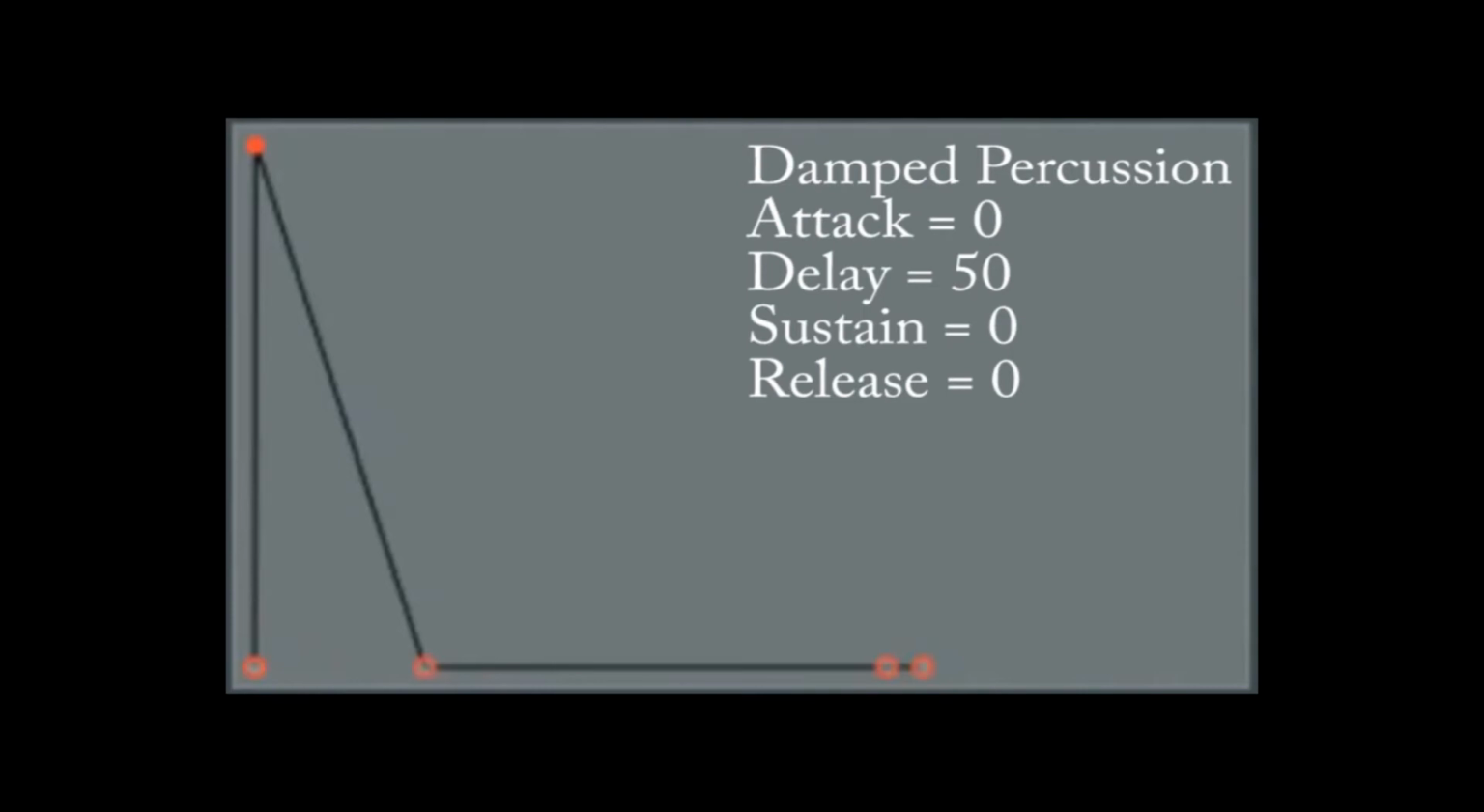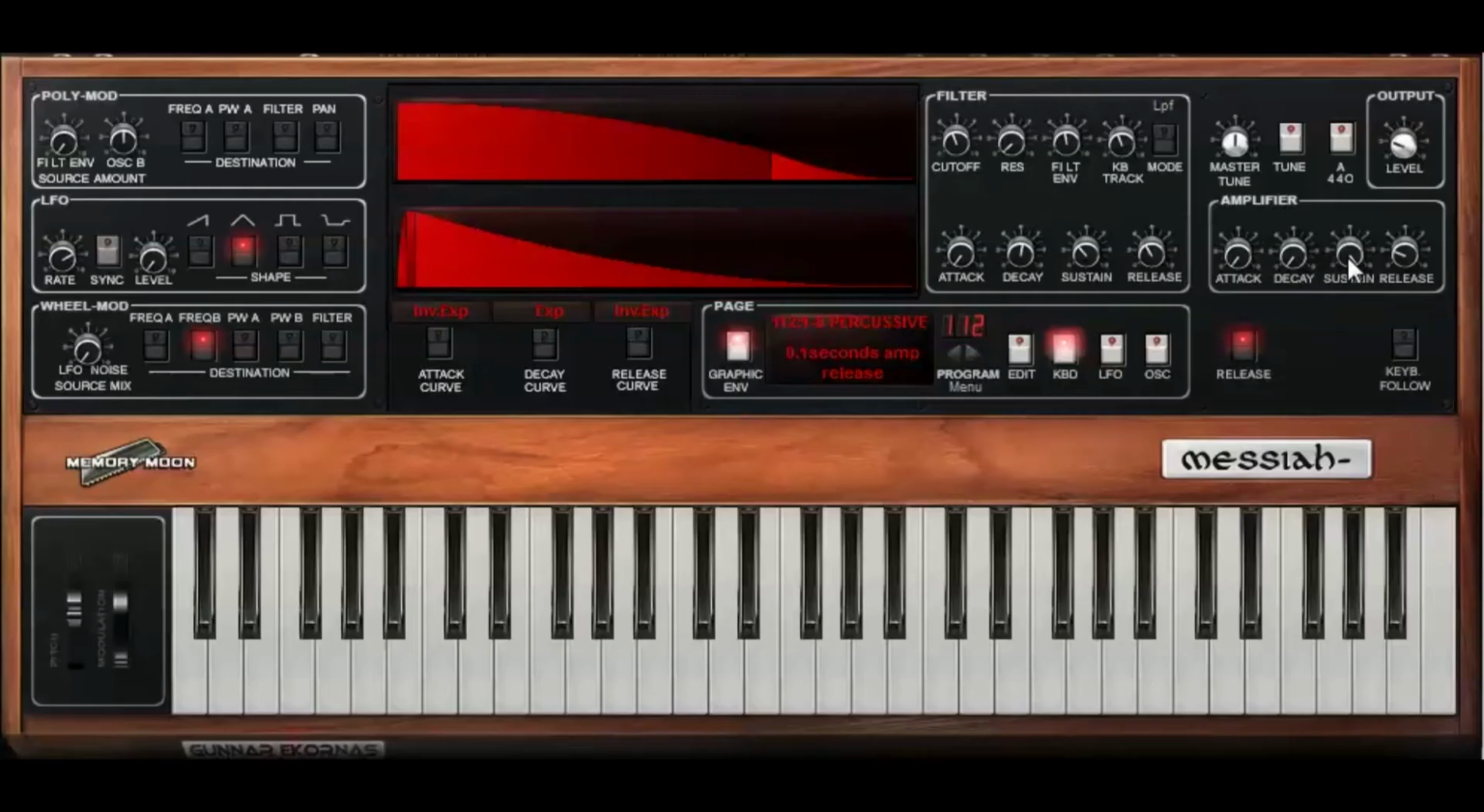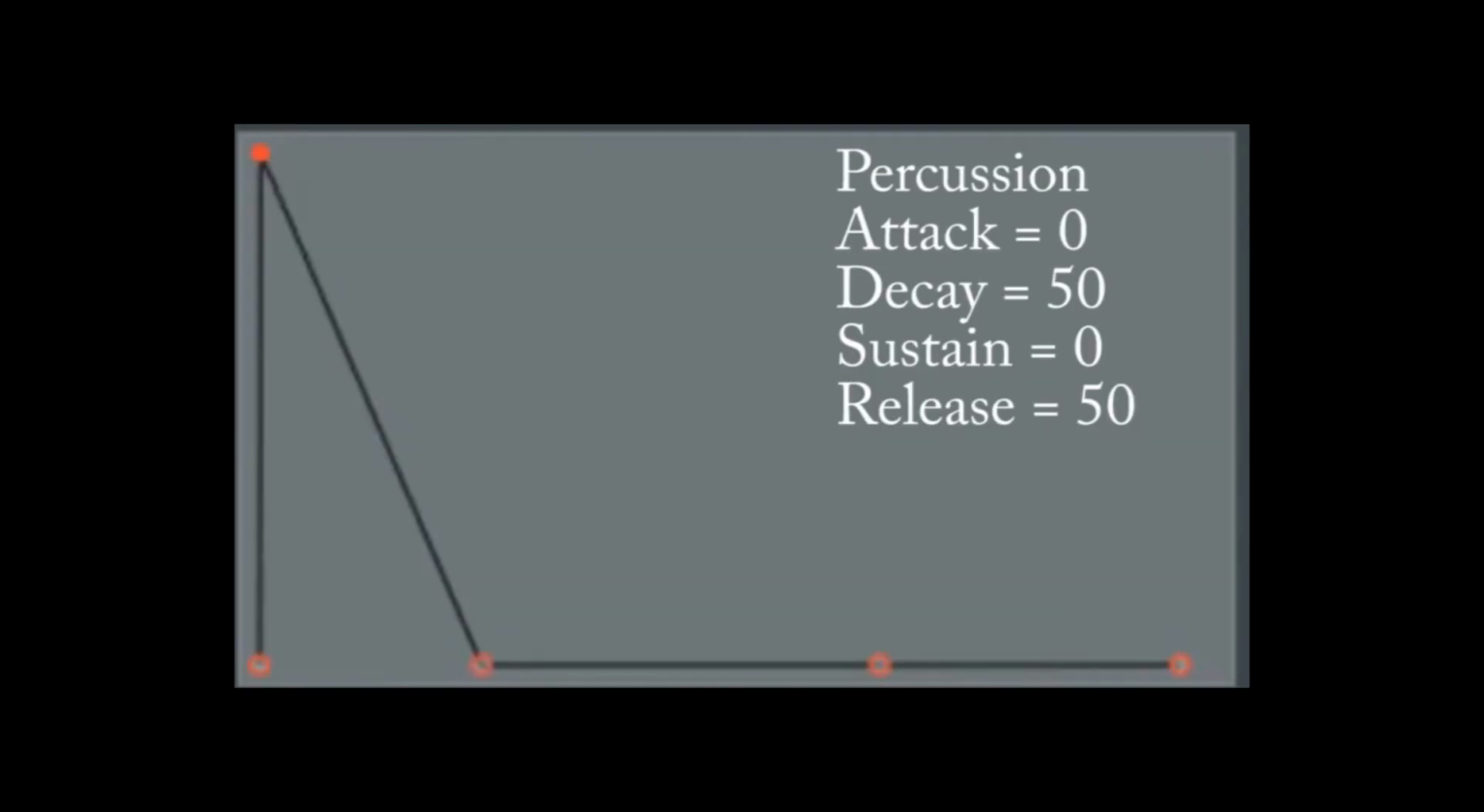This is an example for a damped pluck or strike instrument such as a piano. There is a rapid rise because of the 0 attack followed by a long decay. There is no sustain and no release, leaving the note to end abruptly. It gives a damped percussive sound. For a true percussion note, the trick is to leave the decay equal to the release time.